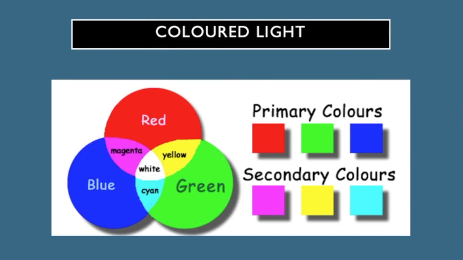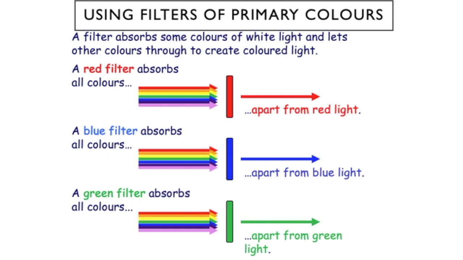So every colour has its own narrow band of wavelength and frequency which merges into the next. Different lights emit different ranges of these wavelengths. A filter absorbs some colours of white light and lets other colours through to create that coloured light. So a red filter absorbs all the colours apart from red light. A blue filter absorbs all the colours apart from blue light, and a green filter absorbs all the colours apart from green light.